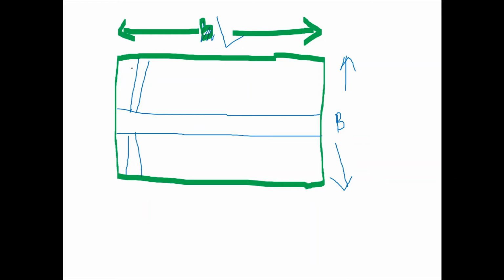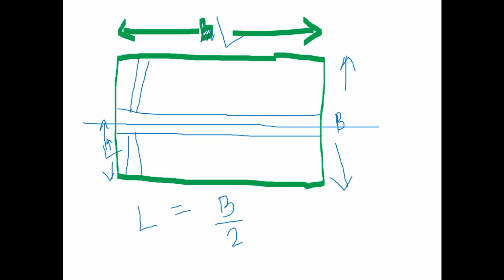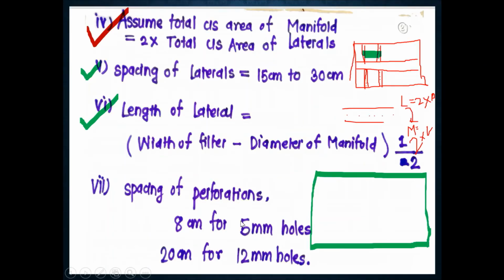How are laterals placed? These are placed along the width, and suppose we have to calculate the length of one lateral. This length we have to calculate, and the lateral connection lies exactly at the center of the manifold. The connection of the lateral is given at the center of the manifold. How will we calculate the length of the laterals? Width divided by 2 for one side, minus the connection at the center of the manifold, that is, diameter of manifold divided by 2.